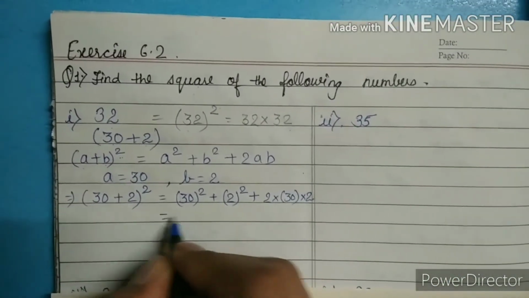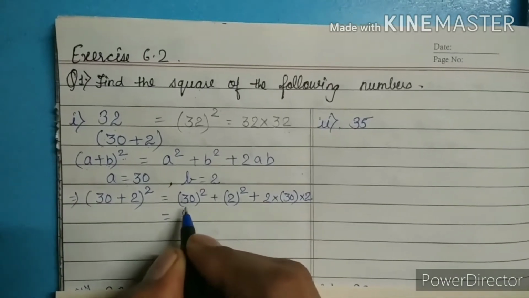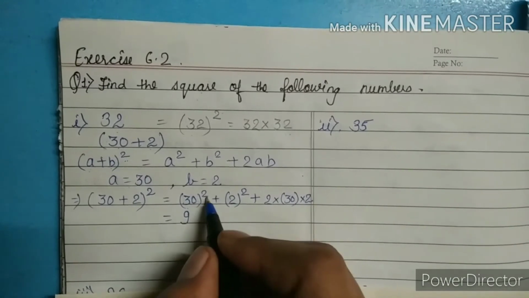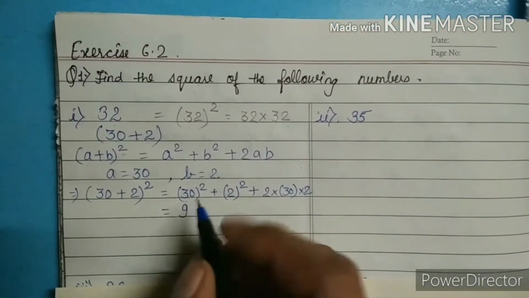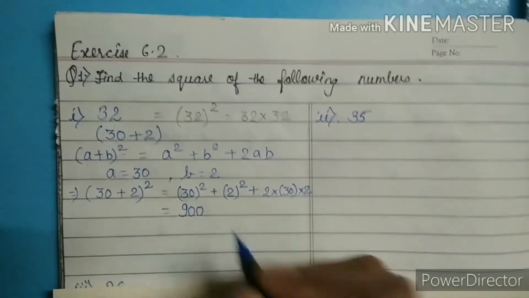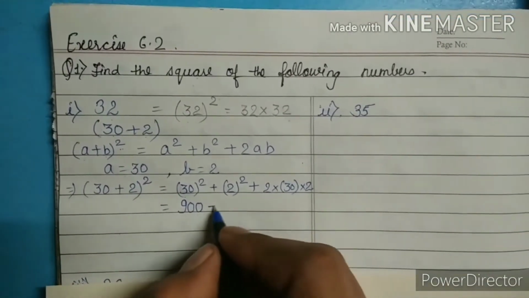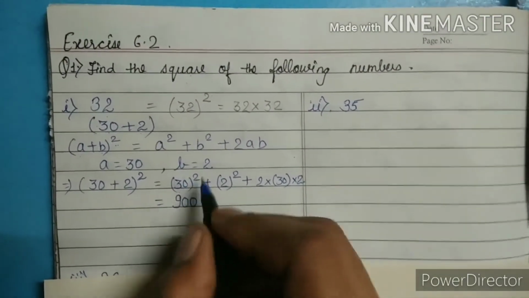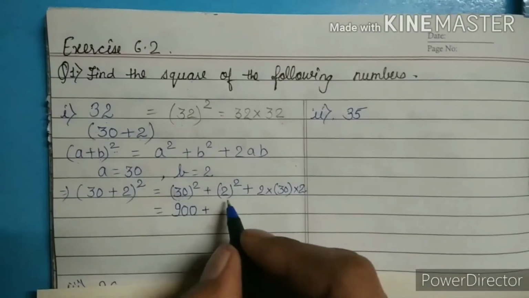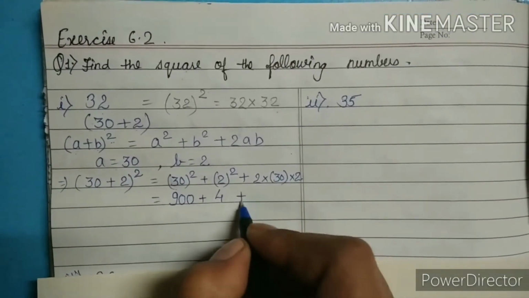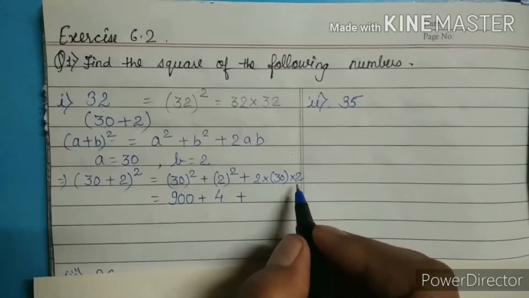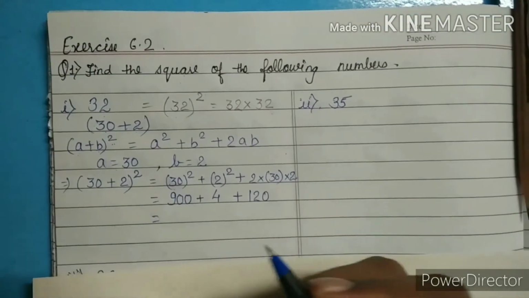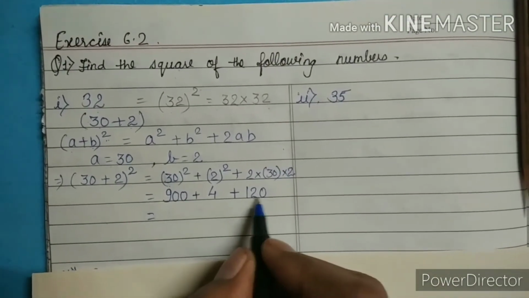Now 30 square: 3 square is 9, and 0 into 0 gives 0 and 0, because here we are doing the square of 0. So 900. You can do the multiplication, I know it, that's why I can easily put 900 as the answer. 30 into 30. Then 2 square is 4, then 2 into 30 into 2 is 120. Now we will do 900 plus 4 plus 120.